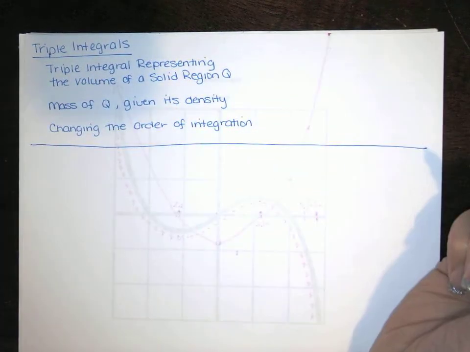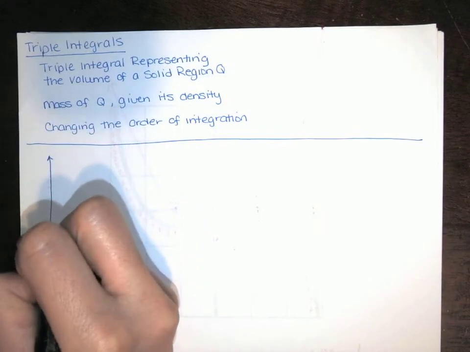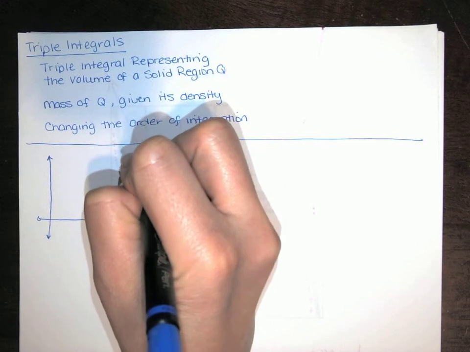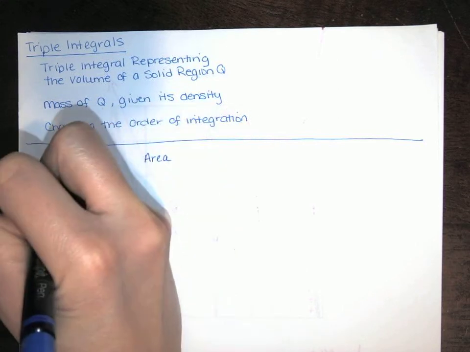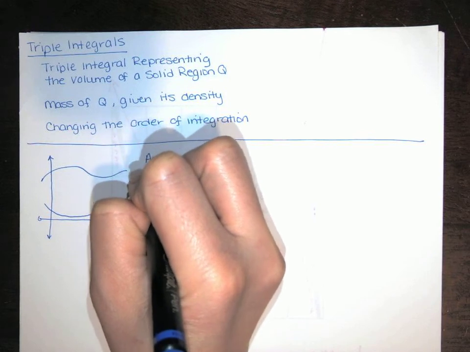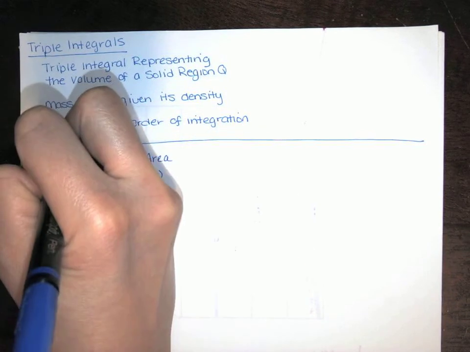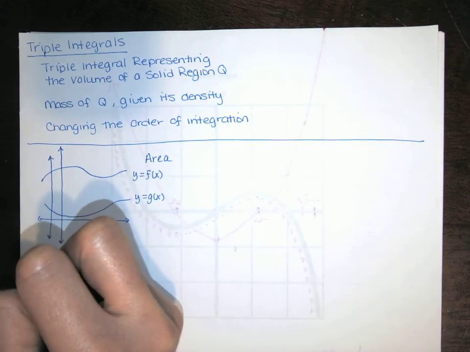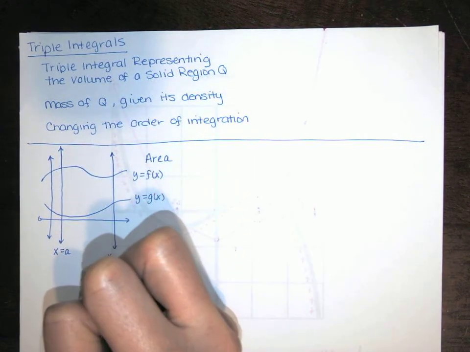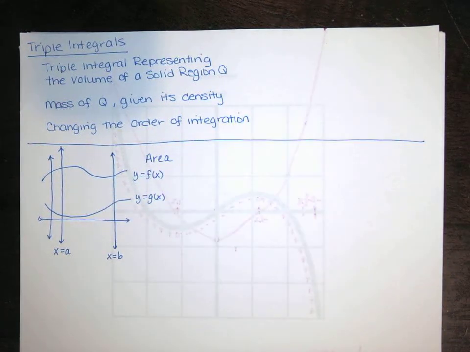Since we understand double integrals, going to triple integrals isn't that difficult. Let's say that we were trying to find the area between y equals f of x and y equals g of x, and between two vertical lines, x equals a and x equals b. Well, we found a single integral that represented the area between these two curves.